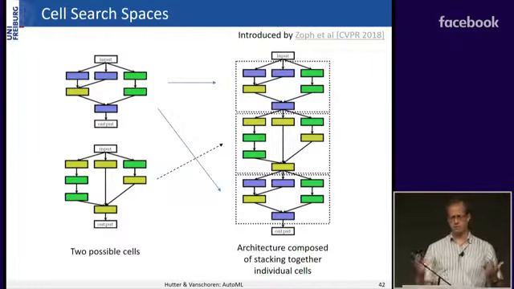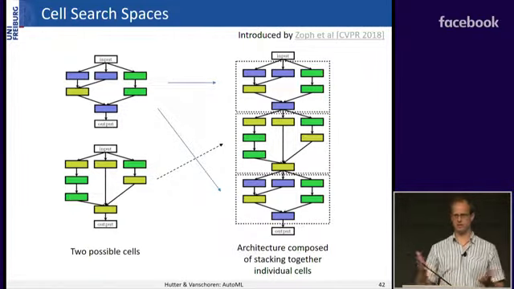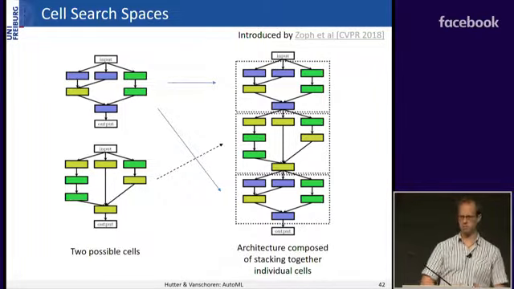One disadvantage of using the cell search space is that you're constrained. You will not find entirely new architectures. You will only find cells that you will stack in this macro architecture, because the macro architecture is defined manually. So if you want to find completely new architectures, then one might want to go beyond the cell search space again.